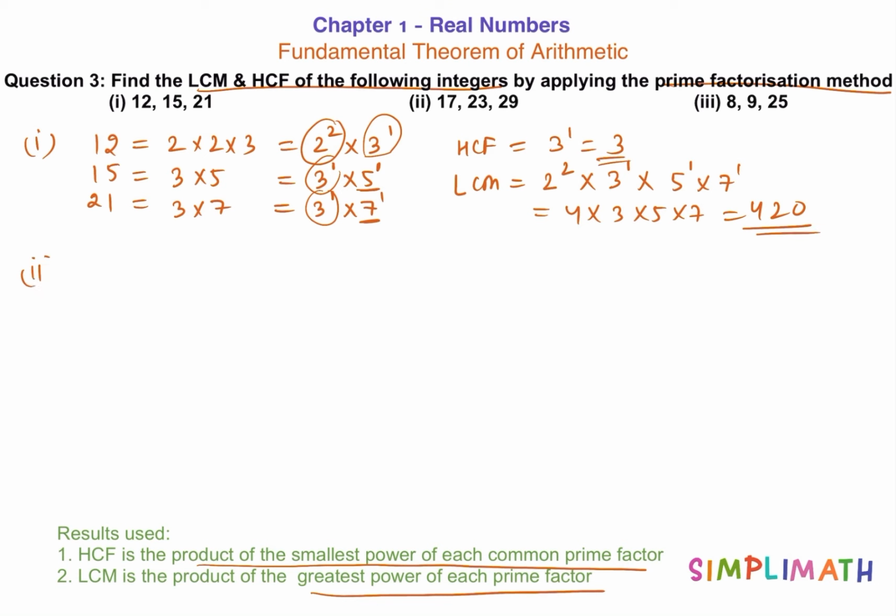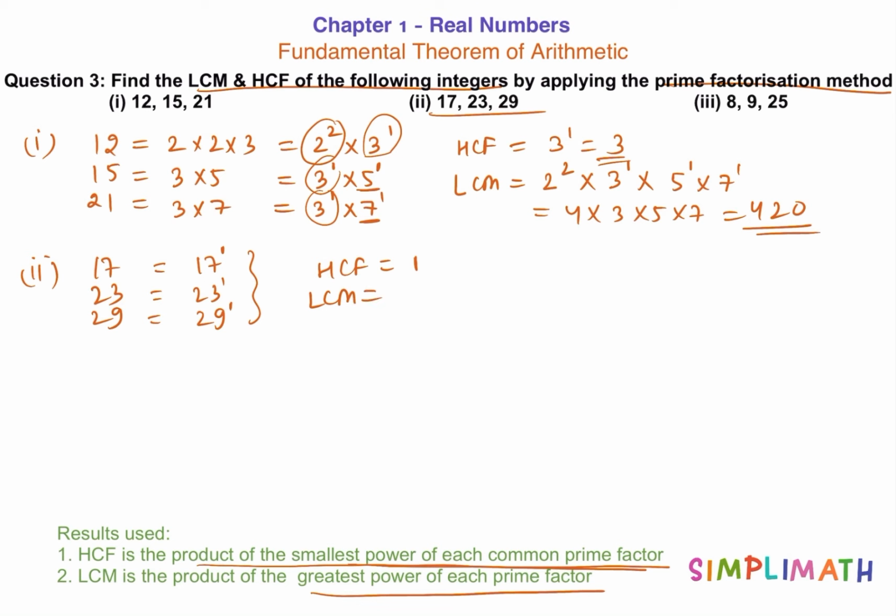Now coming to the second part. The three numbers are 17, 23 and 29. Now, all the three numbers are prime numbers, so they can be written just like this. So now coming to the HCF. HCF is the smallest power of the common prime factor, but here no prime factor is common, right? Except for 1, because 1 is common among any numbers, right? So HCF is 1.